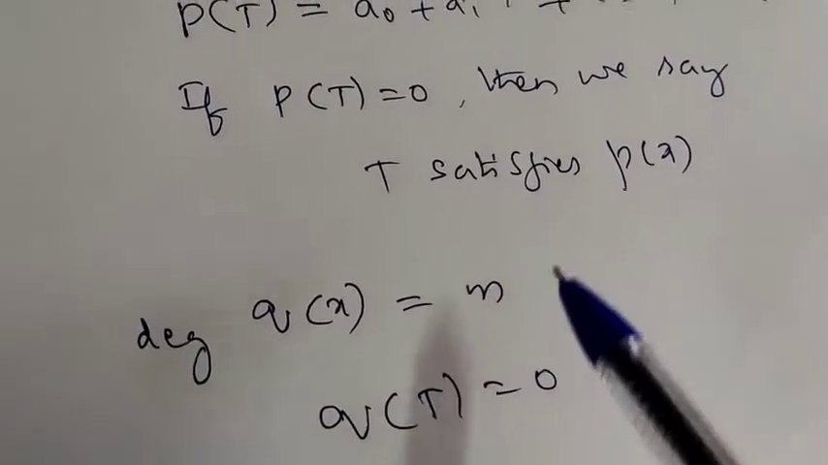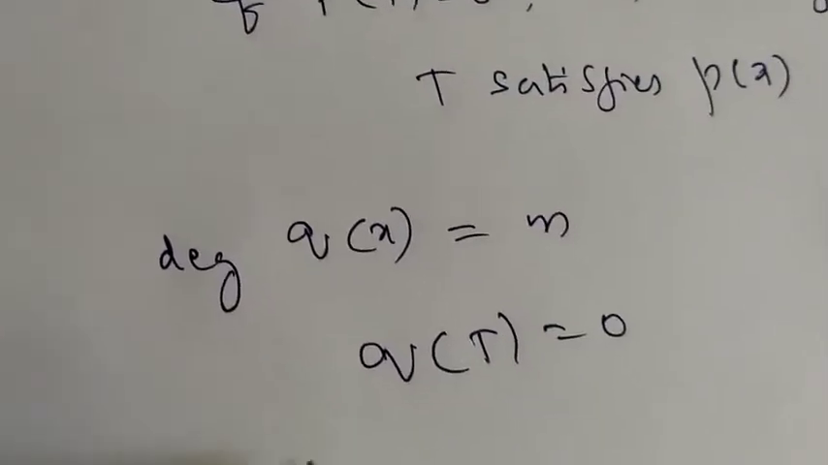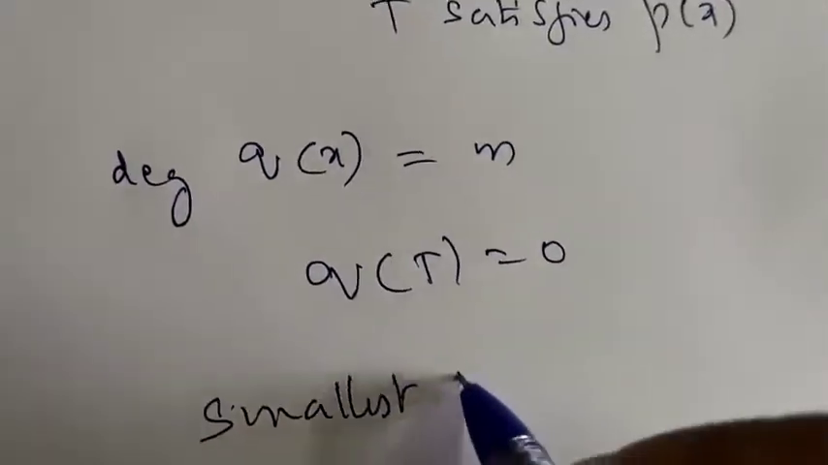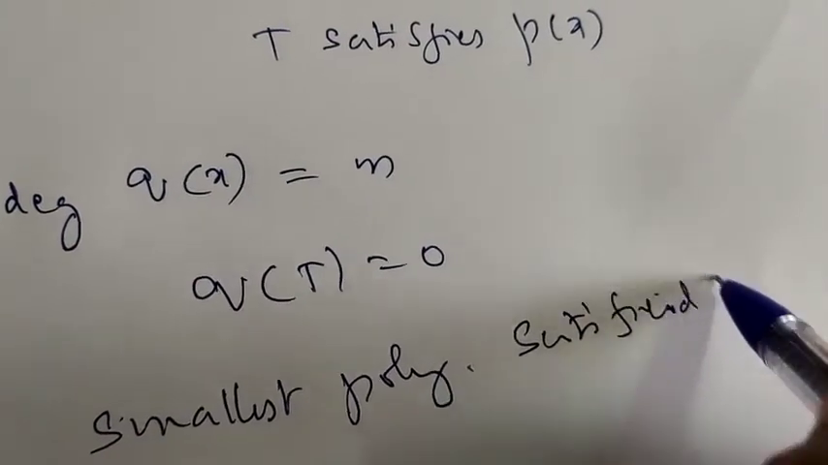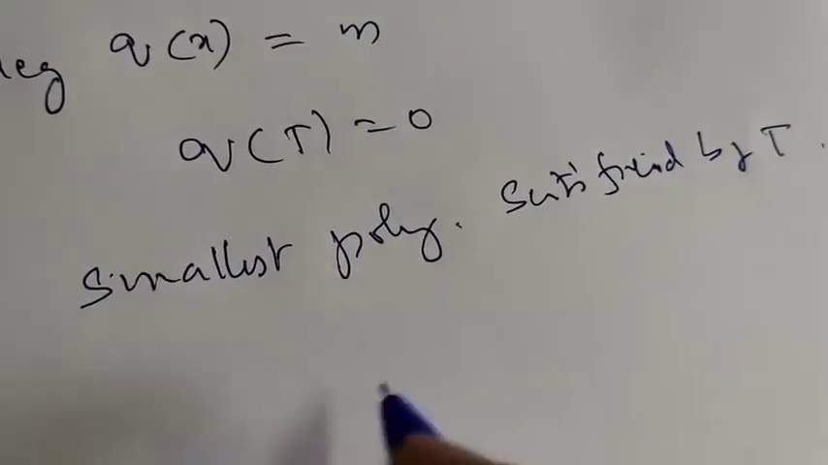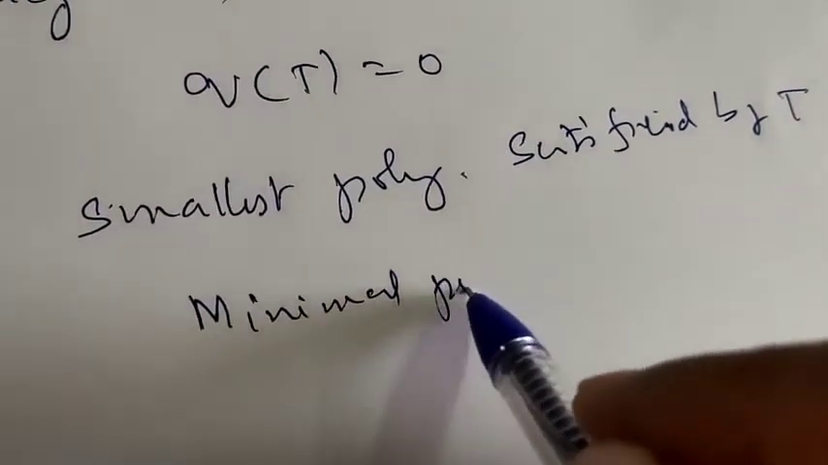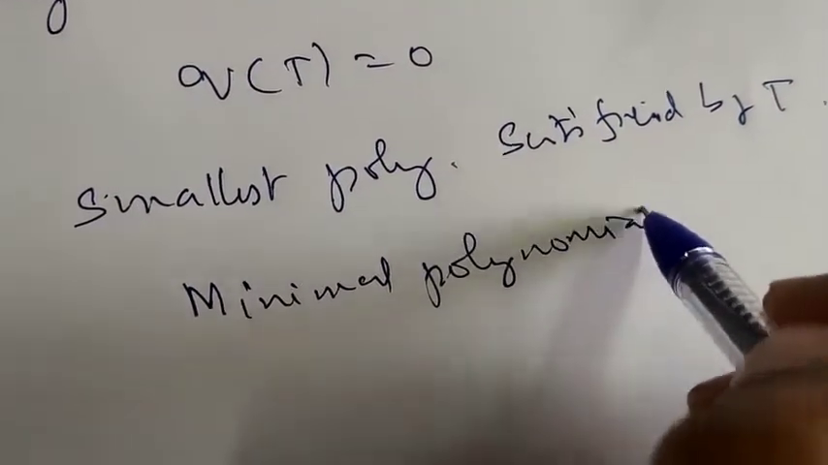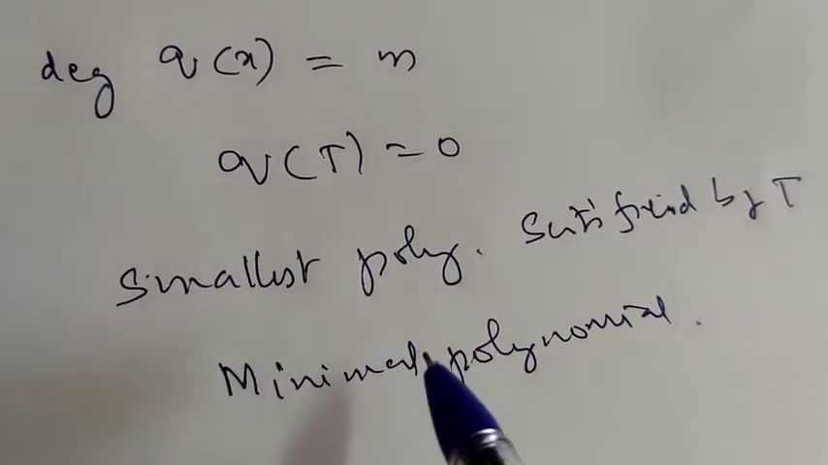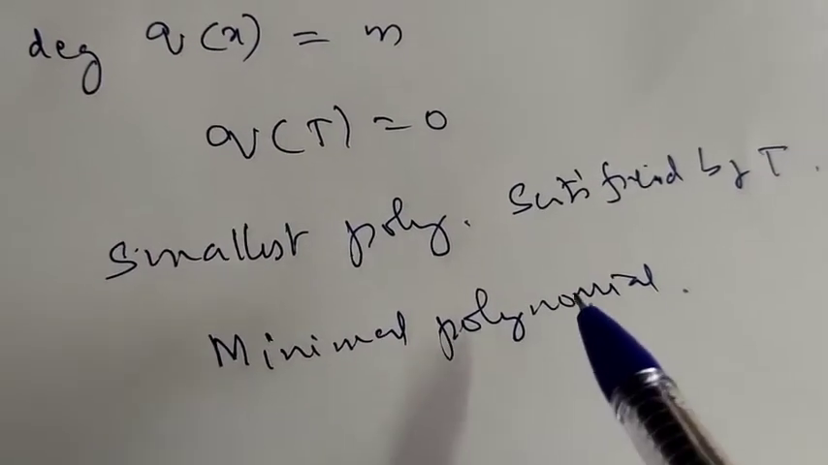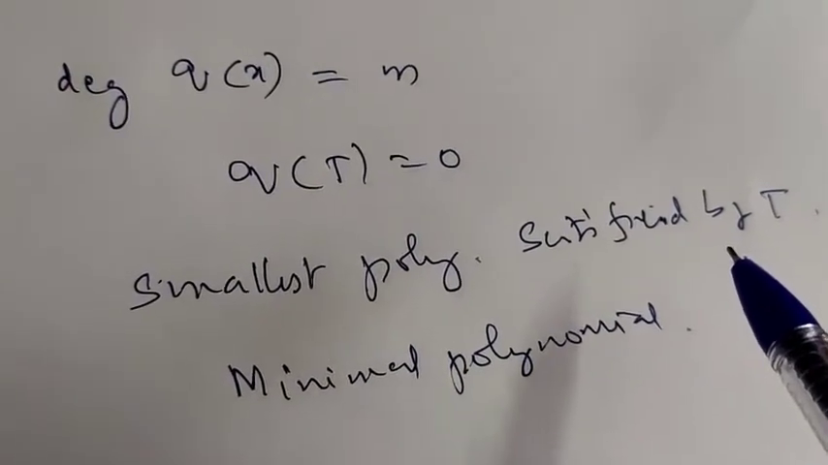So among such polynomials satisfied by T, we choose the smallest polynomial satisfied by T. Such a polynomial is known as the minimal polynomial. This is a very important definition. Minimal polynomial. So the minimal polynomial for a linear transformation T is the polynomial of smallest degree satisfied by T.